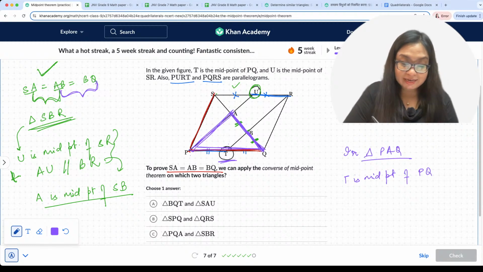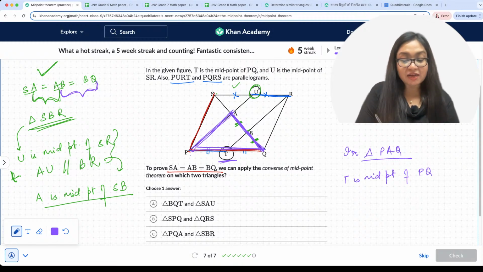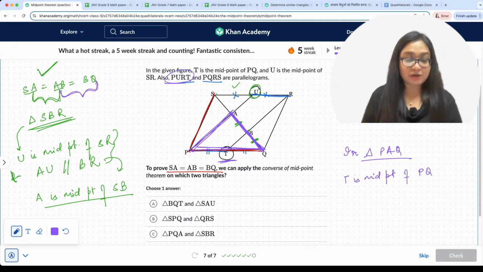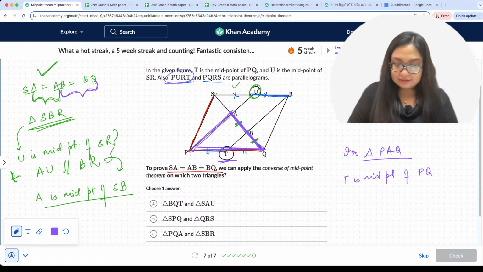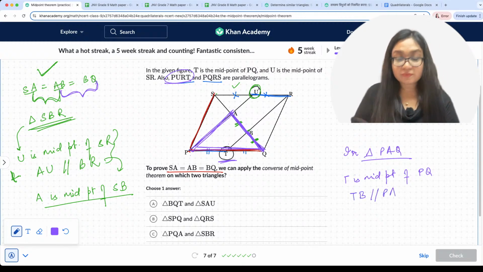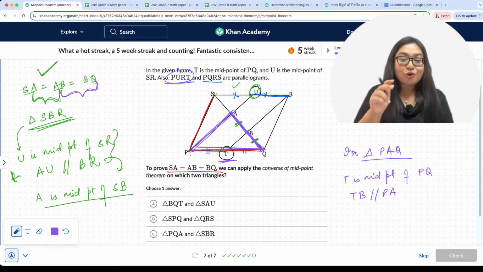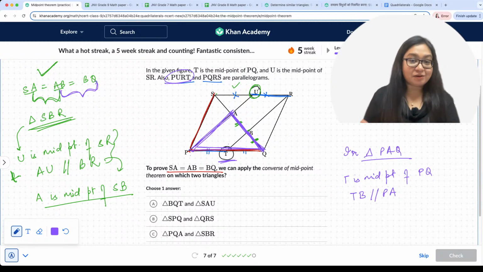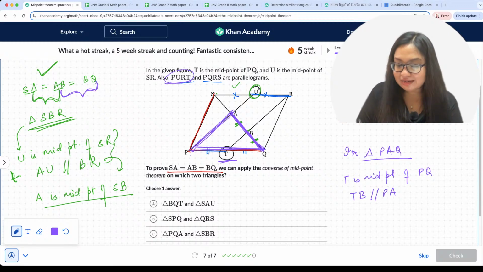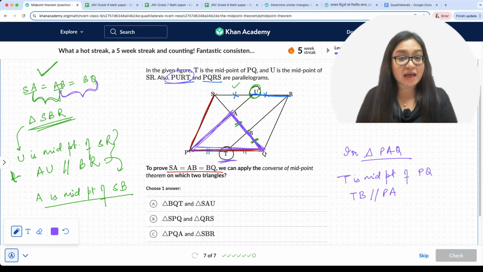And it is already there that TB is parallel to PA. क्यों? ये बड़ा वाला जो है parallelogram है. Which is parallelogram? PURT is a parallelogram. So I will say that TB is parallel to PA. Right? Portions of the opposite sides of parallelogram are going to be parallel as well. अगर opposite sides of a parallelogram are parallel, तो उन opposite sides के portions भी parallel हो जाएंगे. So यहाँ पर हम कह सकते हैं T is midpoint of PQ, TB is parallel to PA.